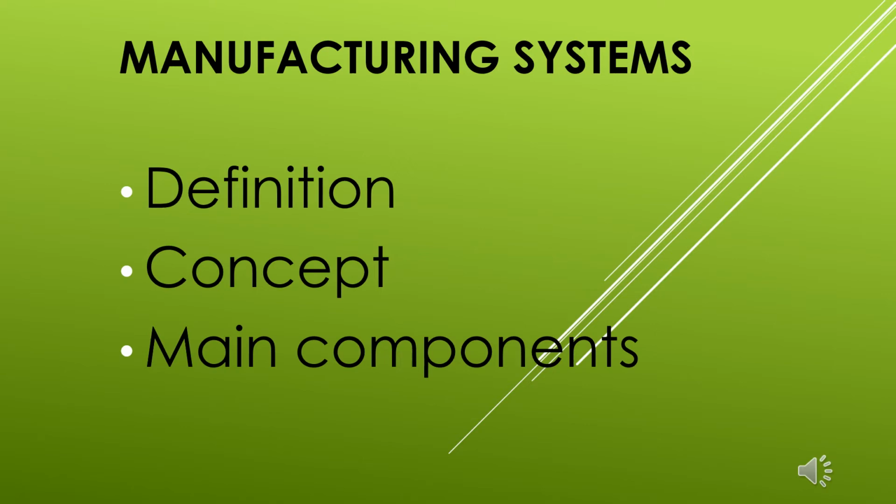The concept of production or manufacturing is basically a process by which goods or services are produced. A typical manufacturing or production system comprises three main components: the inputs, the transformation process, and the output. What do we mean by the transformation process? The transformation process is the way by which all the inputs are transformed into a meaningful output.